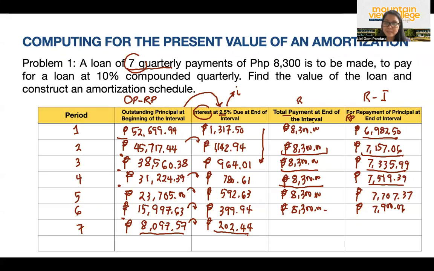So how much will you pay in the last payment? It's no longer 8,300. Instead, you need to add your balance and the interest. So we add the balance. Once you add it, it's 8,300. You are paying this one, the same amount, 8,097.57. In the last part, we compute for the total.